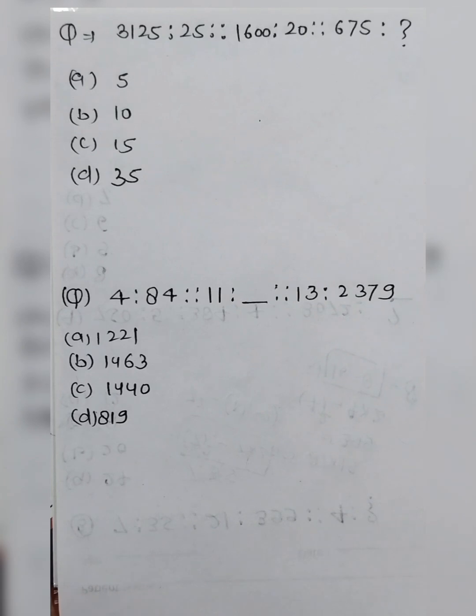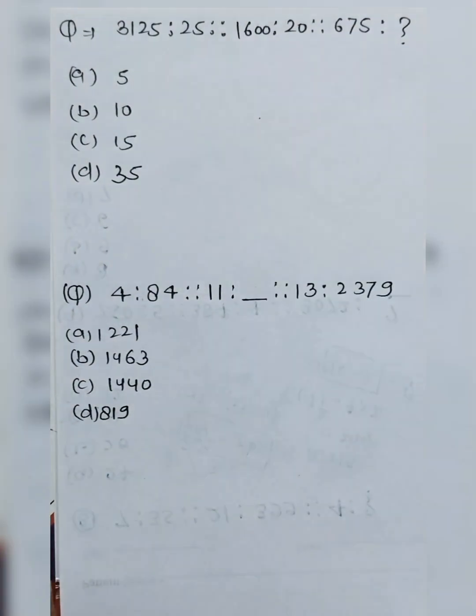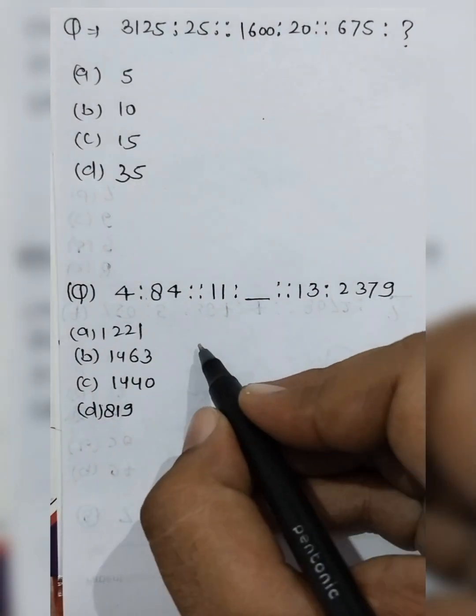Now coming up to the next question. In this question, 4 is in ratio to 84, 13 is in ratio to 2379, and we have to tell that 11 is in ratio to what number. So guys, you may find this tricky, and you may have to see this once while going through your examination.